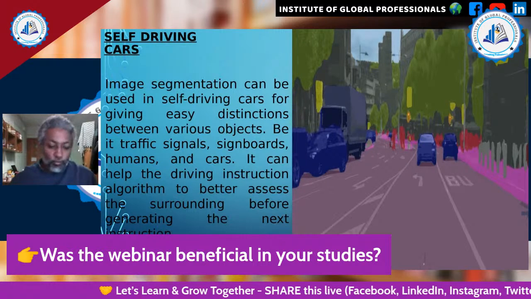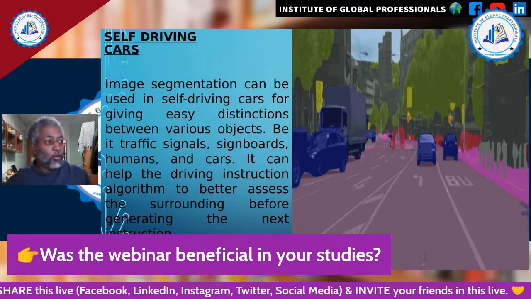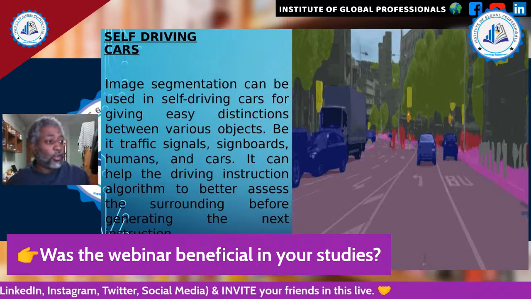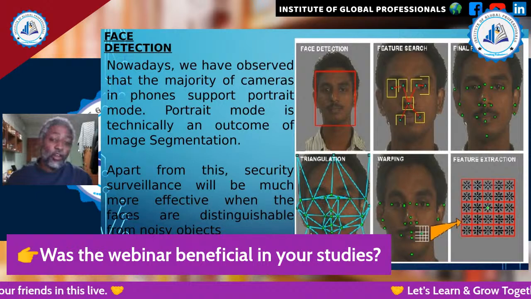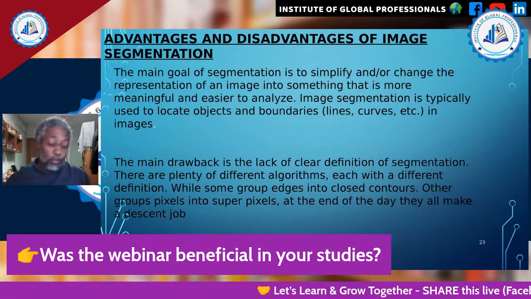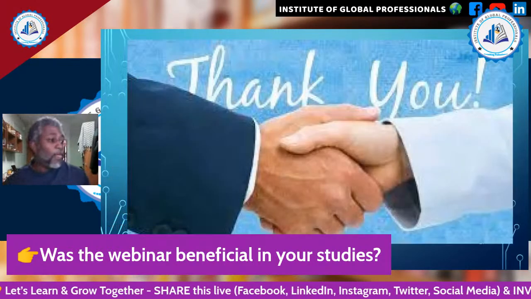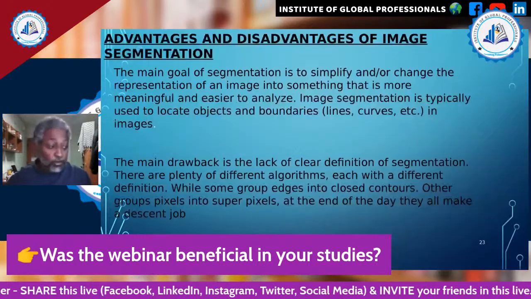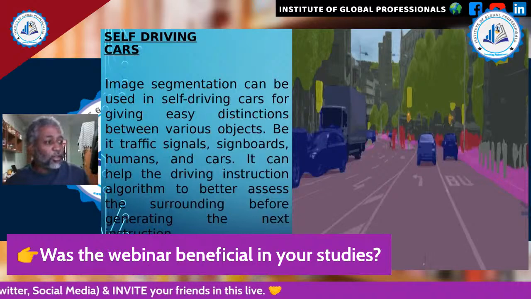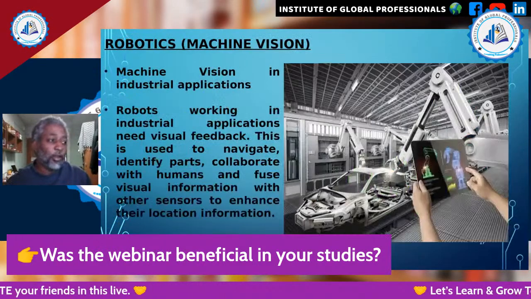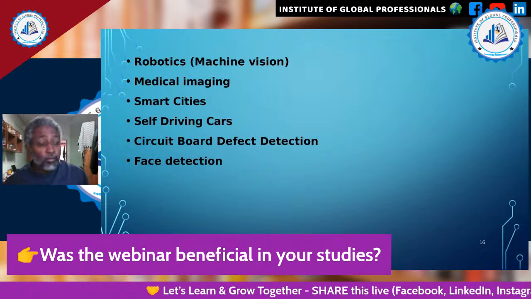From my diagram, as I said, robotics and machine vision: robots working in industrial applications need visual feed, as you see from the diagram. This is used to navigate, identify parts, collaborate with humans, and fuse visual information with other sensors to enhance their location information. This is the reason for the use of machine vision in industrial applications. Medical imaging, as I discussed: image segmentation can be used to extract clinically relevant information from medical reports. For example, image segmentation can be used to segment tumors in the brain.